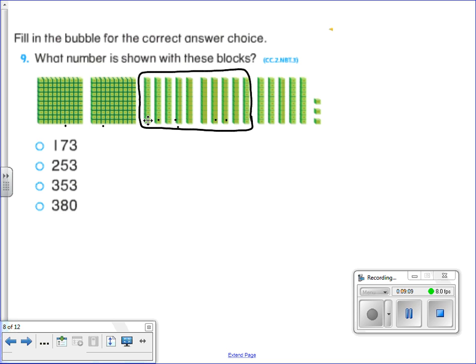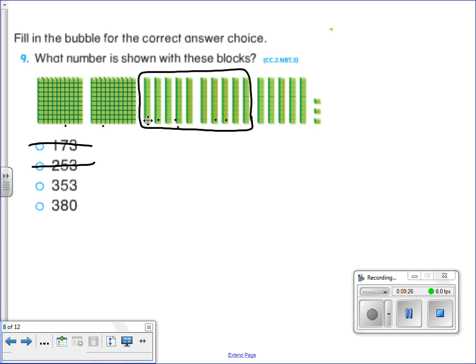Let's look at our choices. Could it be this first choice? No, because I have 300s. Could it be this second choice? No. Could it be the third choice? Could it be the fourth choice? Based on the number of hundreds, could it be the fourth choice? Yes, it could, because there are 300s.